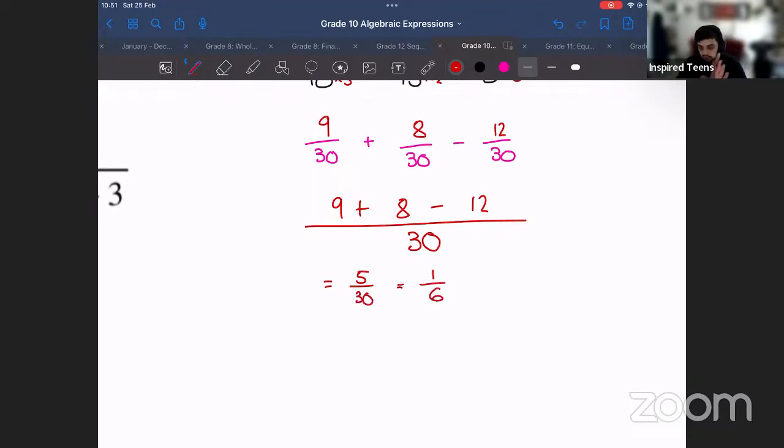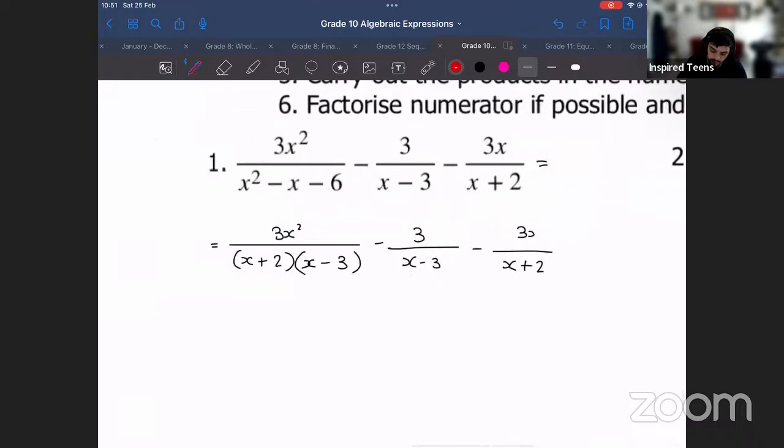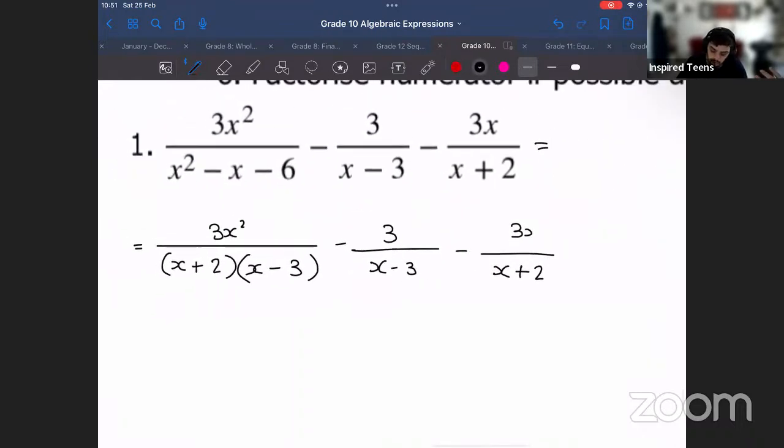Simplify to 1 over 6. I think that's right. So long, just tell me, I'll fix it now. Okay, quickly, let's try and end on this.